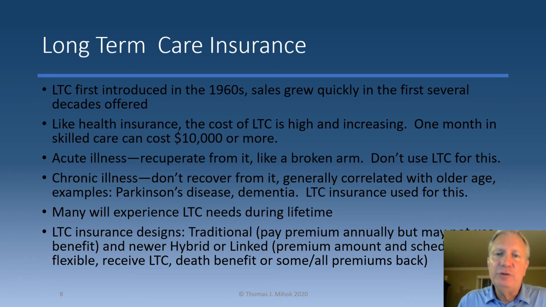Now, let's define this. Acute illnesses you recuperate from, like a broken arm. You break your arm, you go to the emergency room, they set it, and 8 weeks later you're good to go. You don't use long-term care for this. Chronic illnesses you don't recover from, and they're generally correlated with older age, like Parkinson's disease, dementia.